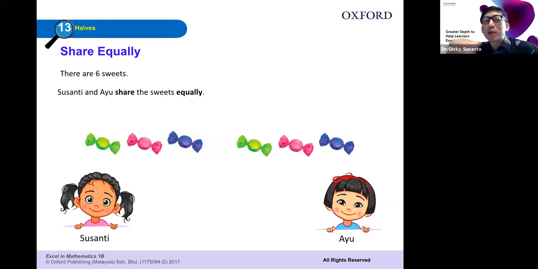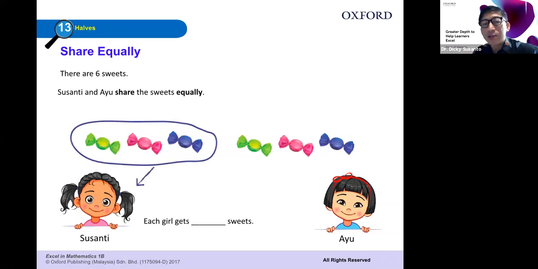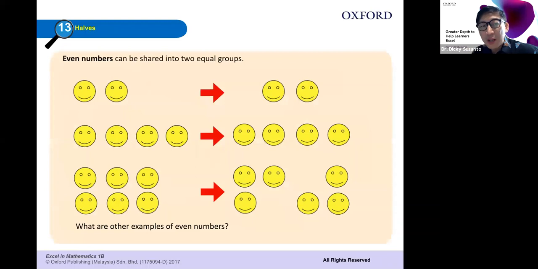Then they can probably do distribution, right? 1 for you, 1 for me, 2, 2, and so on. So that's what I want you to do when you're using these resources: really think about what you want your students to be thinking.